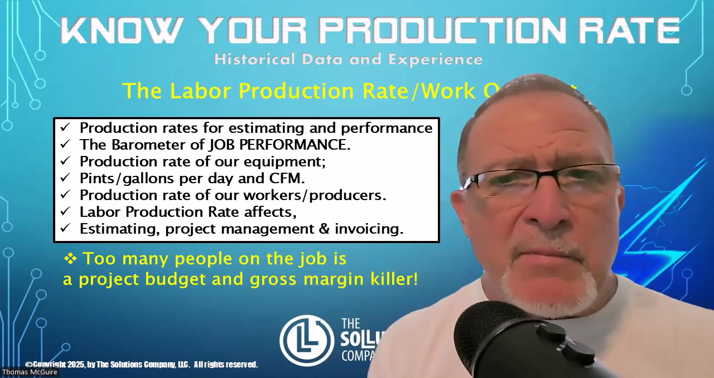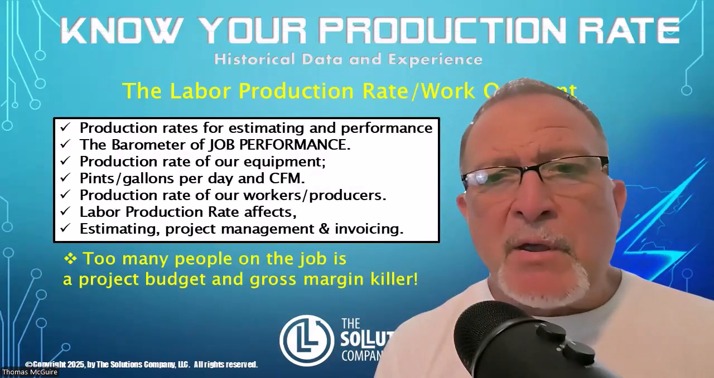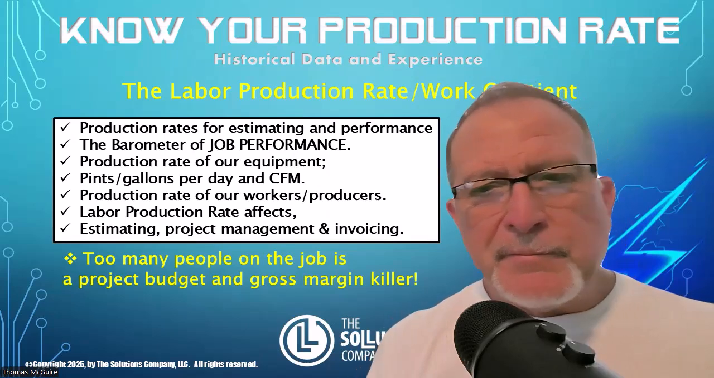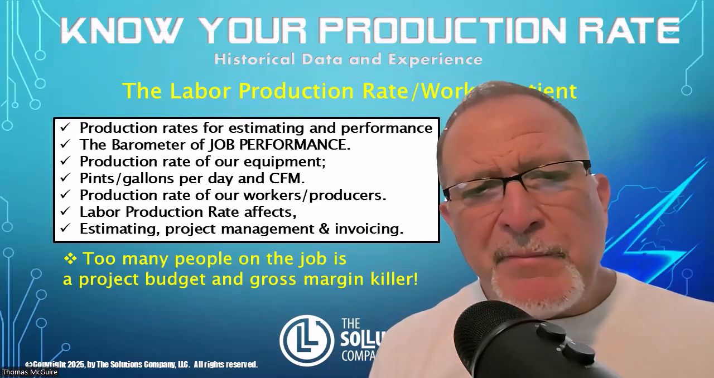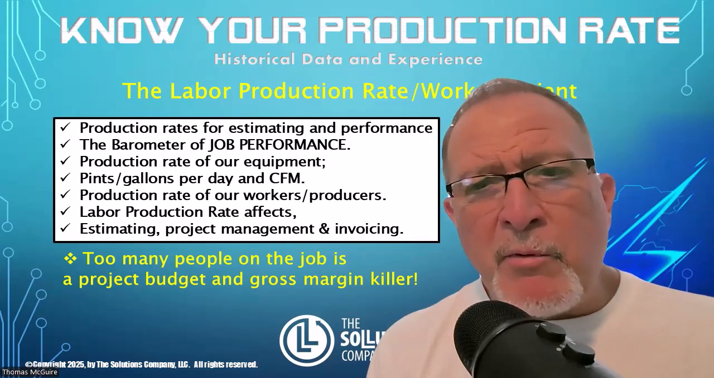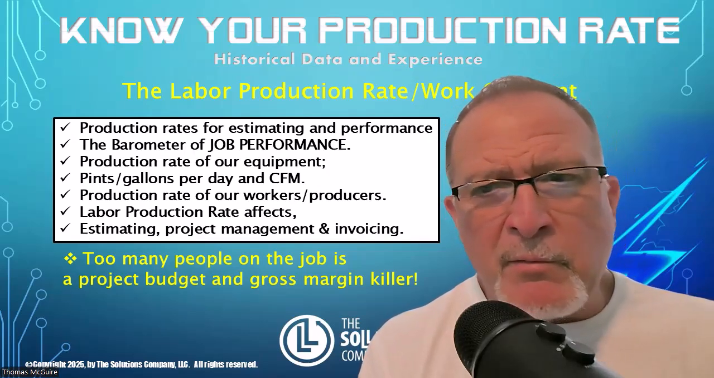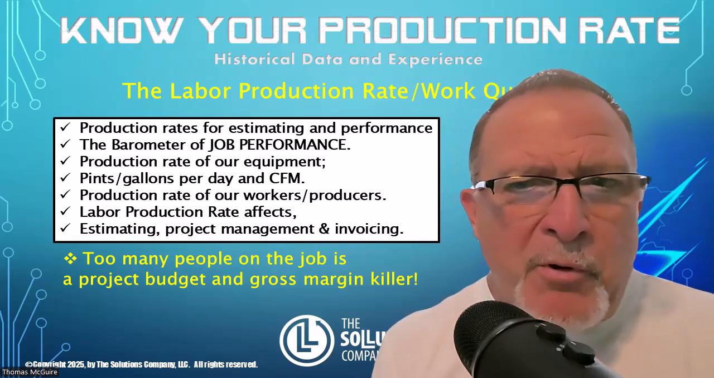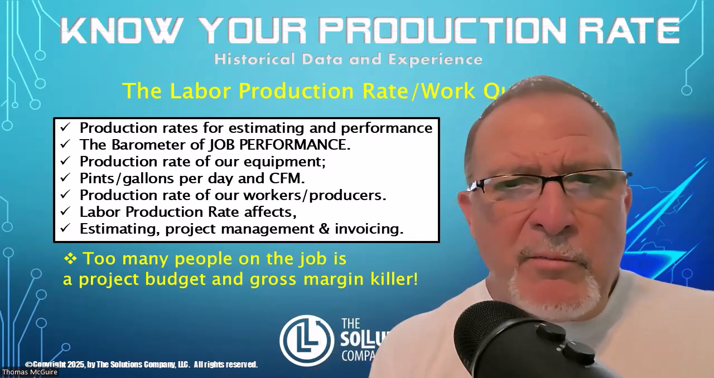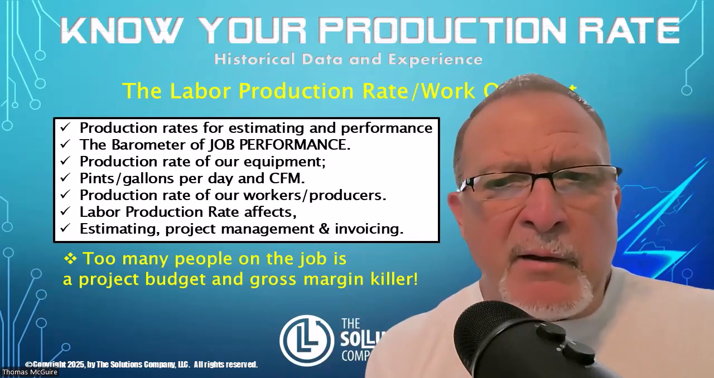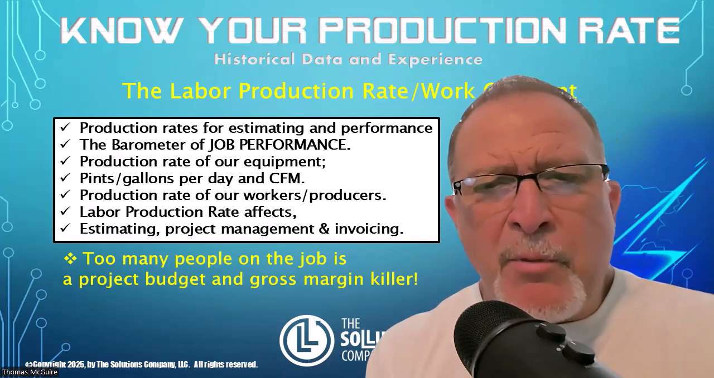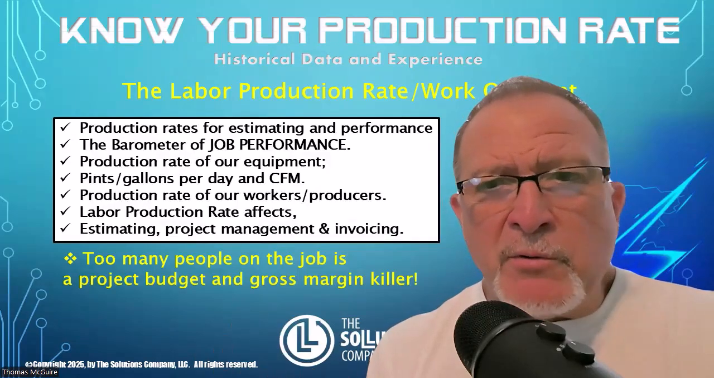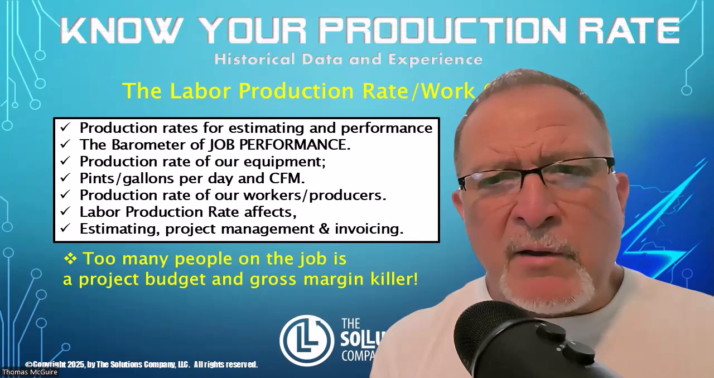So we need to do the same thing with our restoration projects, because what happens when we get too many people on the job? Again, we blow our budget. We blow our gross margin. We can't grow our business on no gross margins. Amazon, for example, has perfected the production rate. They know exactly what they're going to get out of each of their employees and each of the robots that are working in their facilities. They know down to the dime exactly what it is.